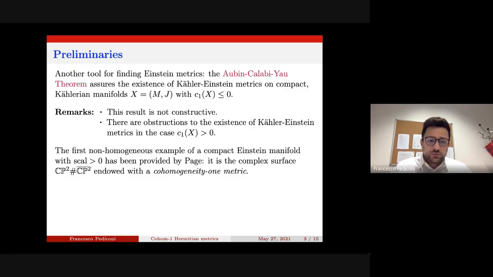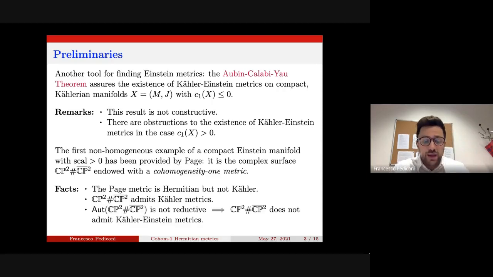Historically, the first non-homogeneous example of a compact manifold admitting an Einstein metric with positive scalar curvature was provided by Page. He constructed this metric, which is a cohomogeneity-one metric, on the blow-up of CP2 at one point, which is basically the connected sum of CP2 with another copy of CP2 with the opposite orientation. This metric constructed by Page is an Einstein metric, it is Hermitian, but it is non-Kähler.